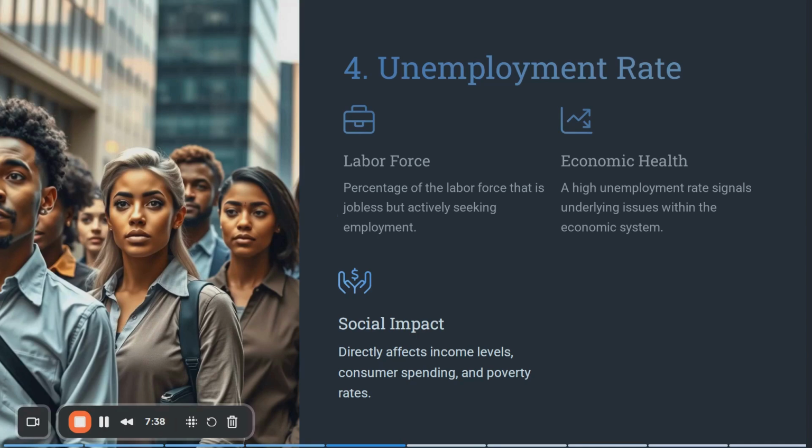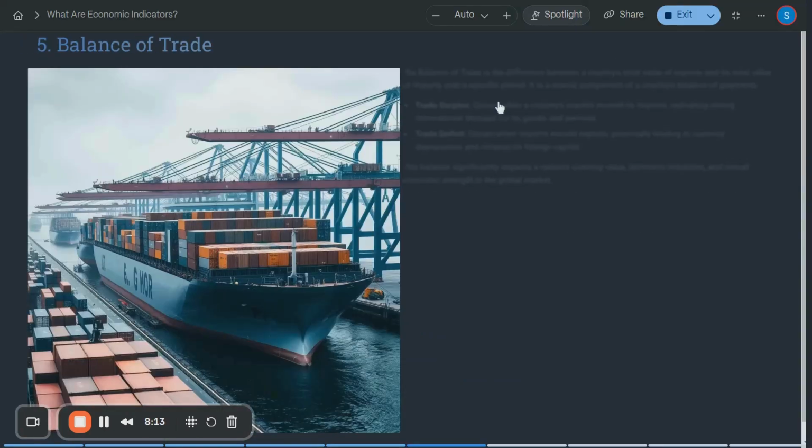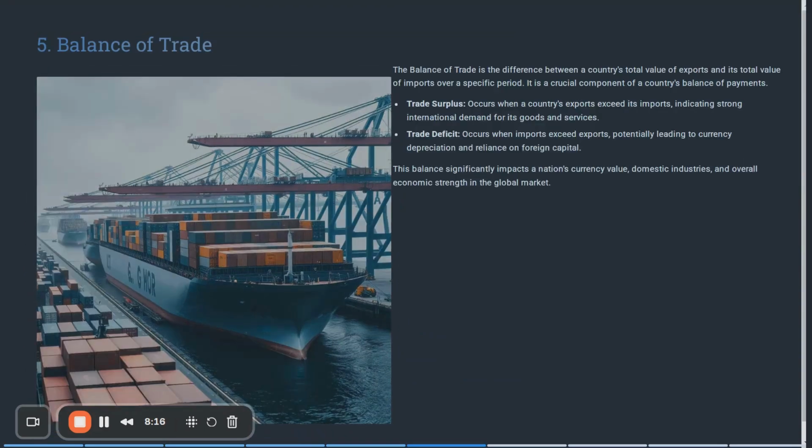Trade, balance of trade. The balance of trade is the difference between a country's total value of exports and its total value of imports over a specific period. It is a crucial component of a country's balance of payments.